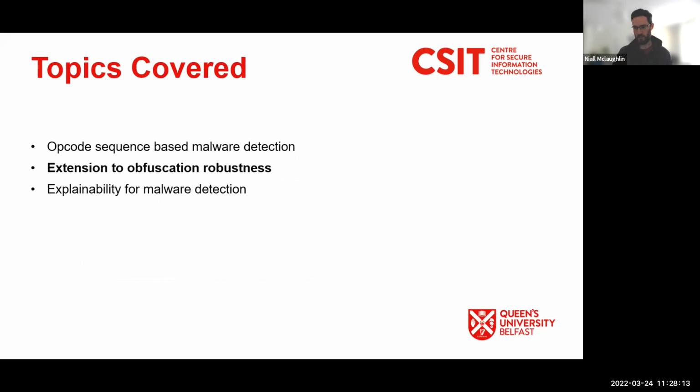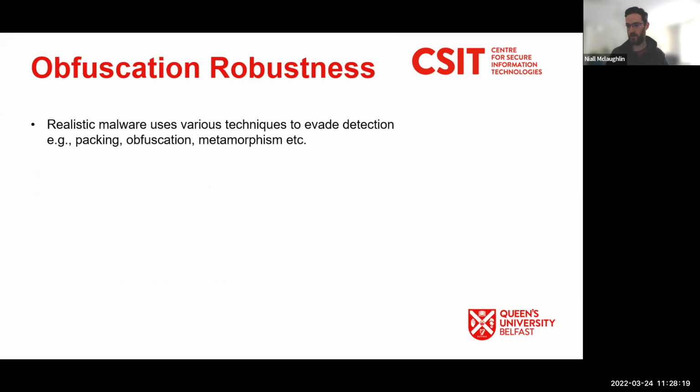So I next want to talk a little bit about how we extended this system to be more robust to obfuscation. So basically the real malware uses many different techniques to try and stop people from detecting it and being able to analyze it. For example, packing, which is basically zipping up the code into a little package, then you unzip it into memory when you want to run. You have obfuscation, which we'll come back to in a minute. And we have metamorphosis, which is just changing the code in different ways.